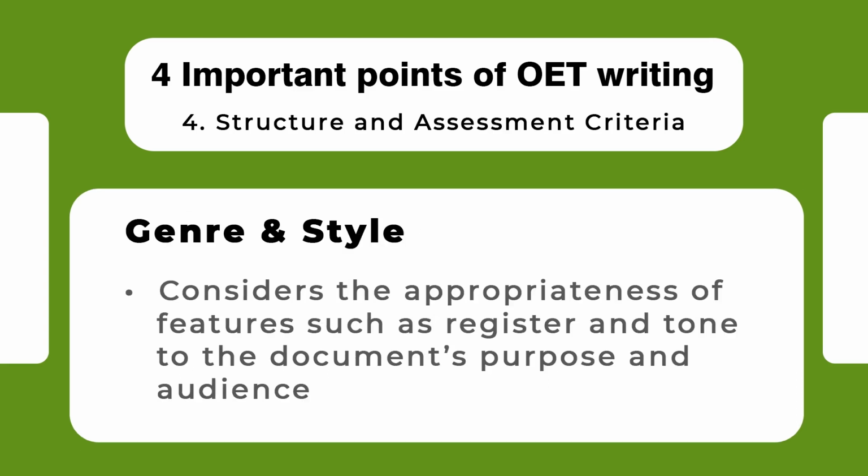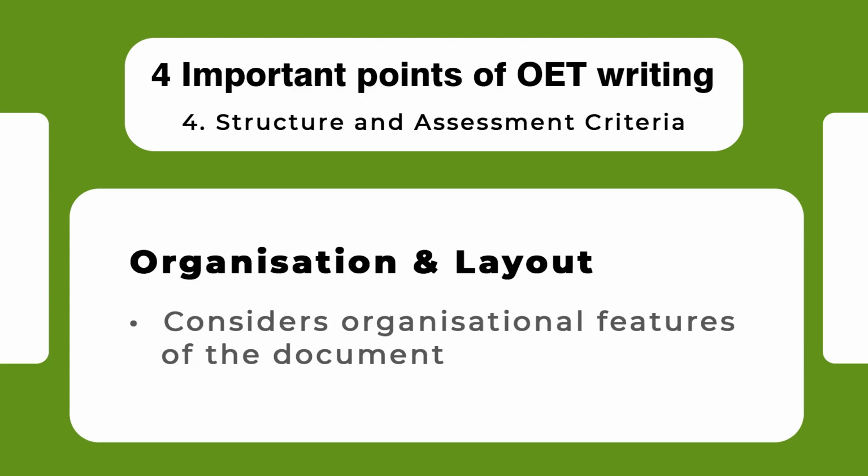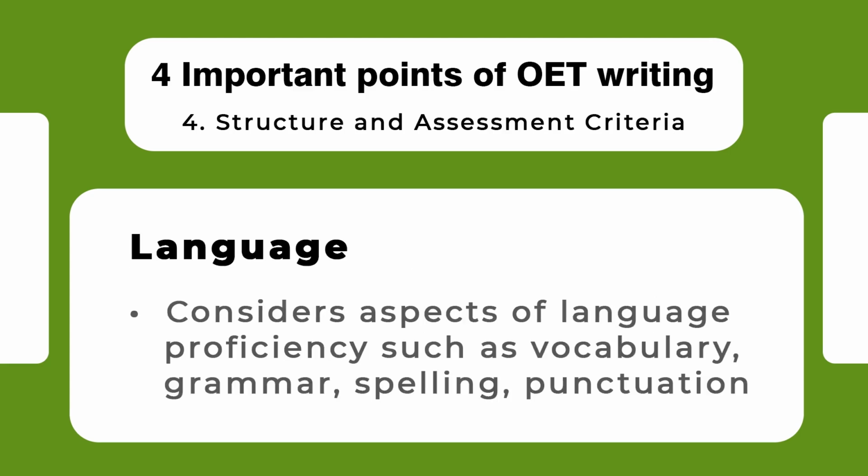Fourth is genre and style. It considers the appropriateness of features such as register and tone to the document's purpose and audience. Fifth is the organization and layout. Sixth is language, which looks for your vocabulary, grammar, spelling, punctuation and everything.